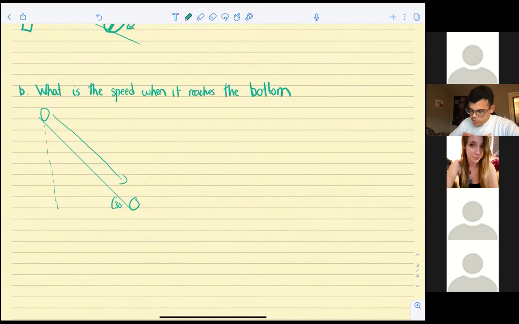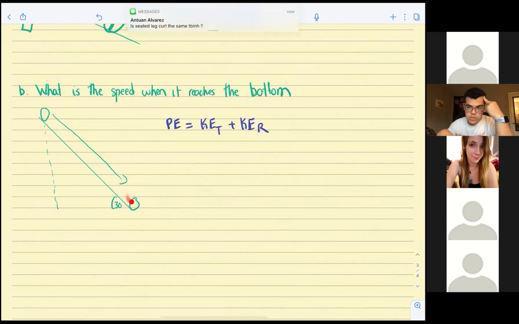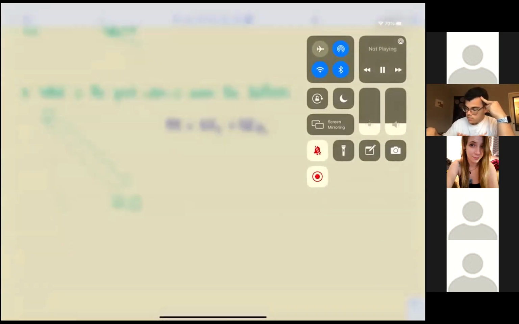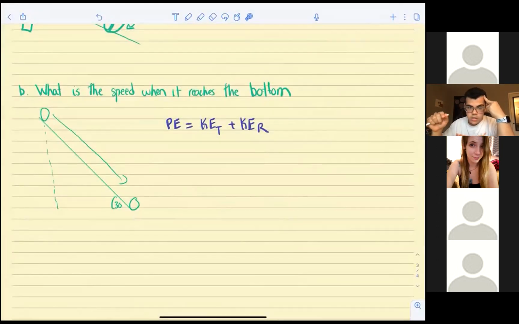Somebody says potential energy equals KE translational plus KE rotational. Now that would be correct. The approach here would be to use conservation of energy and say the cylinder and disk system has some energy while it's up here, and some energy when it's down here, and those two quantities should be equal to each other because friction does no work on the cylinder, right?